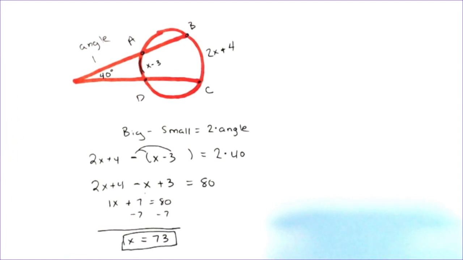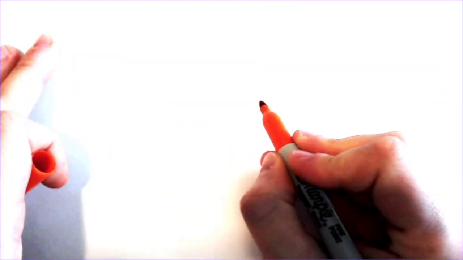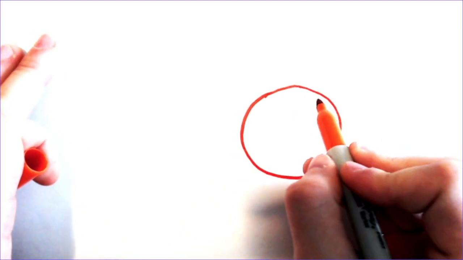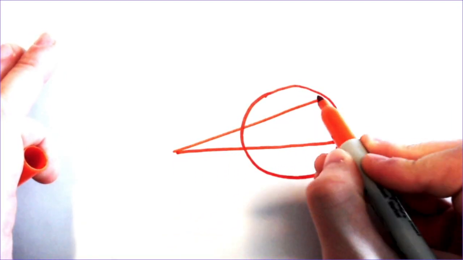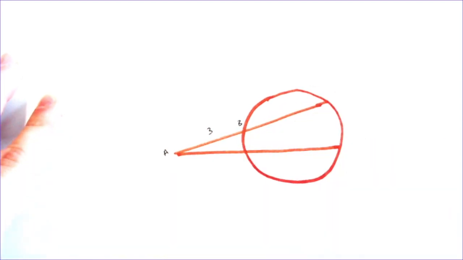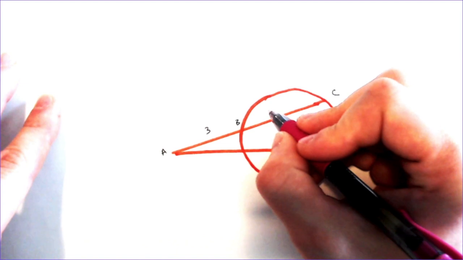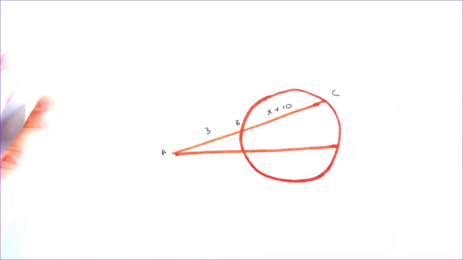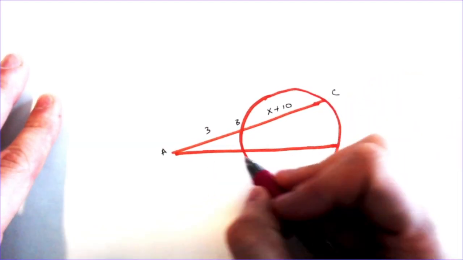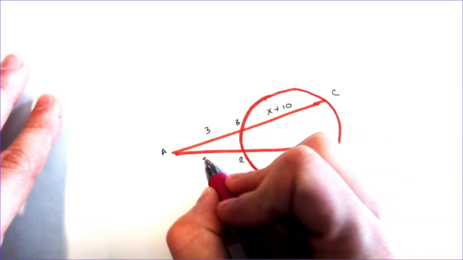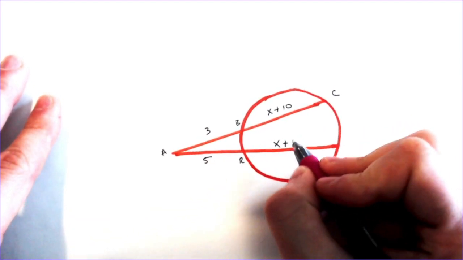All right, so that's a little bit of a harder version of the big arc minus the small arc equals 2 times the angle. For our last ice cream cone problem, we are going to make it just ever so slightly more difficult. Not going to change much, but for the part on the outside from A to B, I'm going to put 3. And from B to C, I'm going to say x plus 10. And on the outside here, I'm going to say 5 and an x plus 1 there.